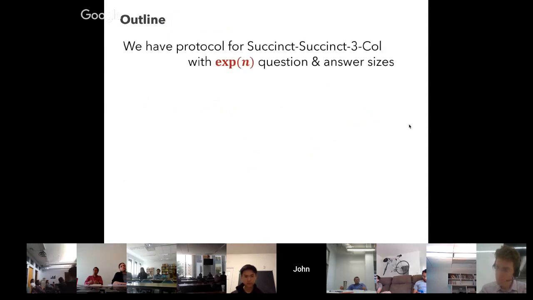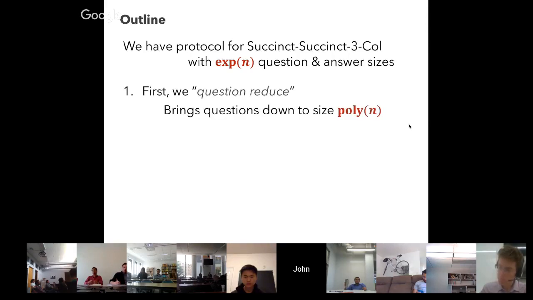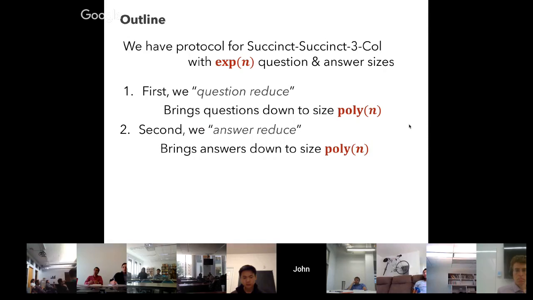So the outline of our strategy is the following. I just showed you a protocol for succinct three coloring, where everything is exponential size. The first thing we want to do is what we call question reducing. It's where you design another related protocol where the questions, instead of being exponential size, are now only polynomial size. Having done that, the only thing that's still exponential are the answer sizes. And so then we do another step of answer reducing. We produce another protocol where now the answers are brought down to polynomial in n as well. And now we just have a polynomial time verifier, which is great.